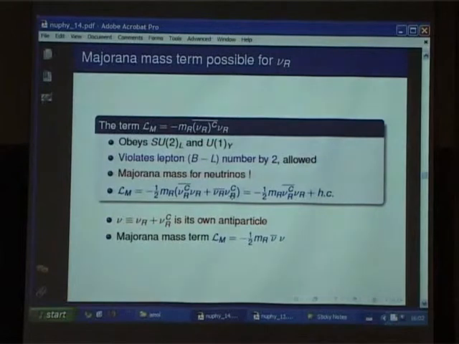So this transparency gives a few unrelated statements. One is that the Majorana mass term is ν bar ν. Second is that ν is its own antiparticle. Third is that the Majorana mass term is ν_R^c bar times ν_R. But all these three, as we see, are related. So all these amount to the same thing.